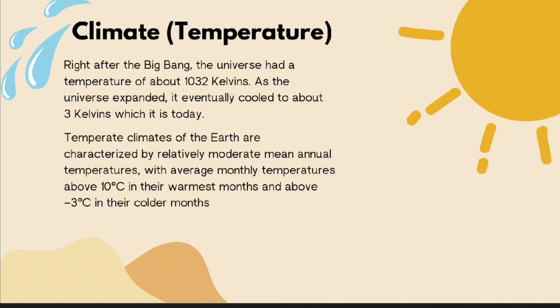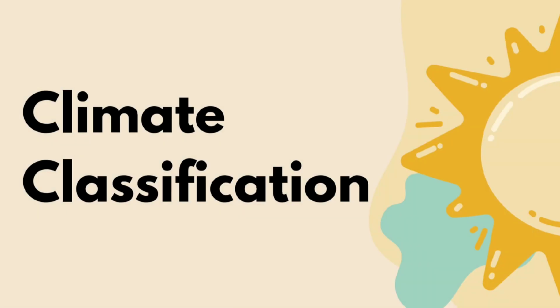Temperate climates of the Earth are characterized by relatively moderate mean annual temperature, with average monthly temperatures of above 10 degrees Celsius in their warmest month, that is during July, August, September, and October, wherein each brought a high record of average global temperature, and above negative 3 degrees Celsius in their colder month, that is during winter or rainy season. Now let's talk about the classification of climates.